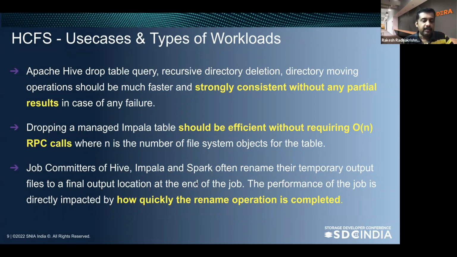So when you run batch operations of Apache Hive, Impala, or Spark, they often generate a lot of temporary output files, and all these will get renamed at the end of the job using the job committers, and it involves a rename operation. So the job performance is directly proportional to how quickly we complete the rename operations.